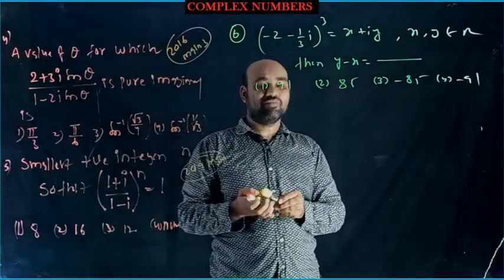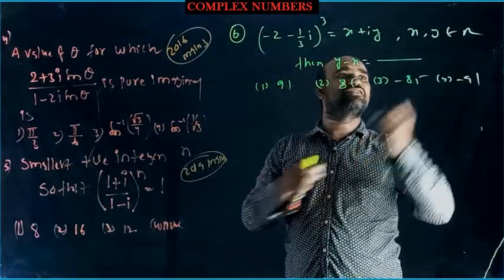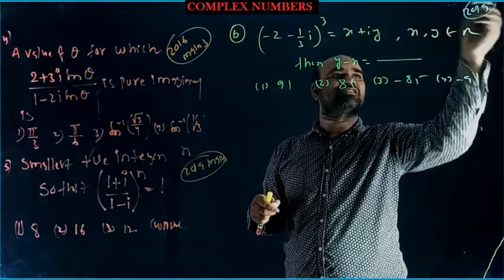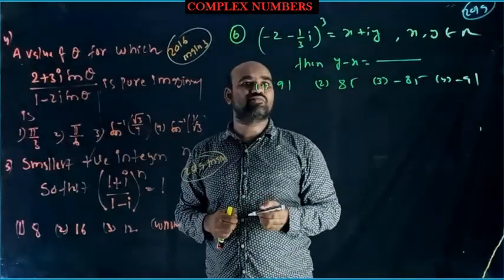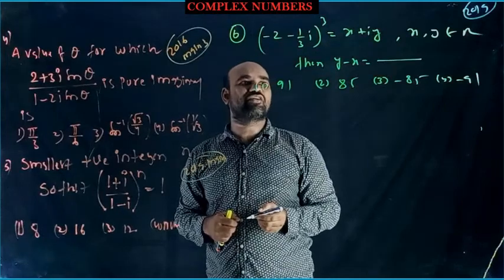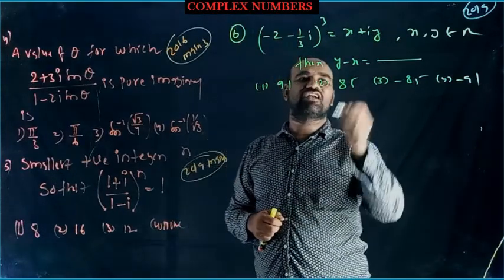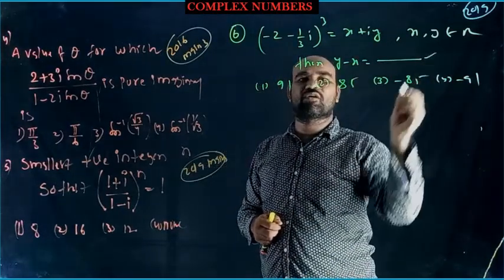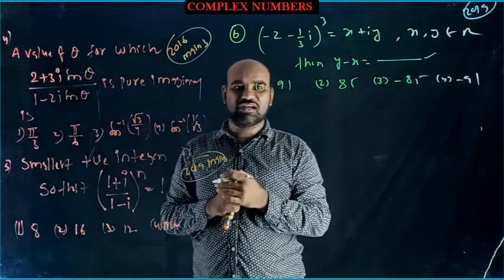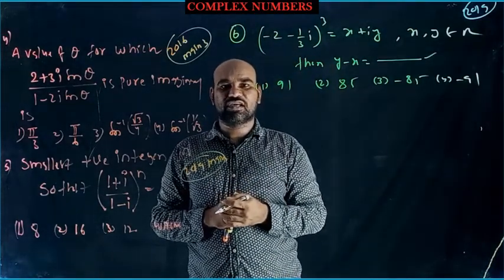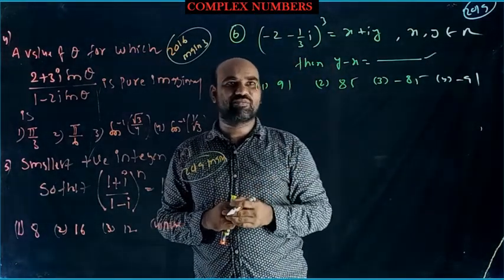Another problem, which is also 2019 Mains: minus 2 minus 1 by 3 iota, whole cube, equals x plus iota y. Then what is the value of y minus x? Simple problem, just comparing the real and imaginary parts on either side, we will get the x and y values, after that you can find y minus x.